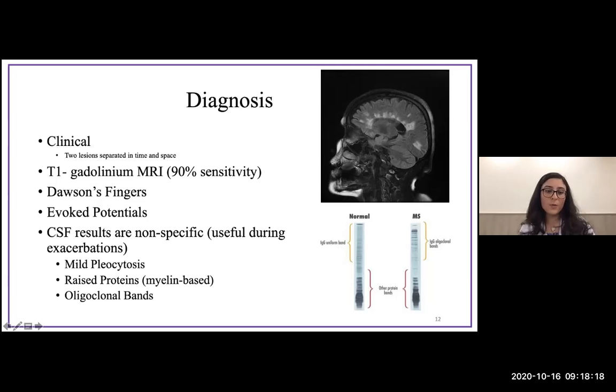There's also the evoked potentials, which are going to show slowing of the conduction of nerve fibers. And CSF results are usually non-specific, so we'd rather measure them during an exacerbation. These patients would have mild pleocytosis or lymphocytosis, raised proteins that are myelin-based because of the destruction of myelin, and oligoclonal bands. So as you can see here, this is what it normally should look like, but in a multiple sclerosis patient, you would have an exacerbation of the IgG bands.